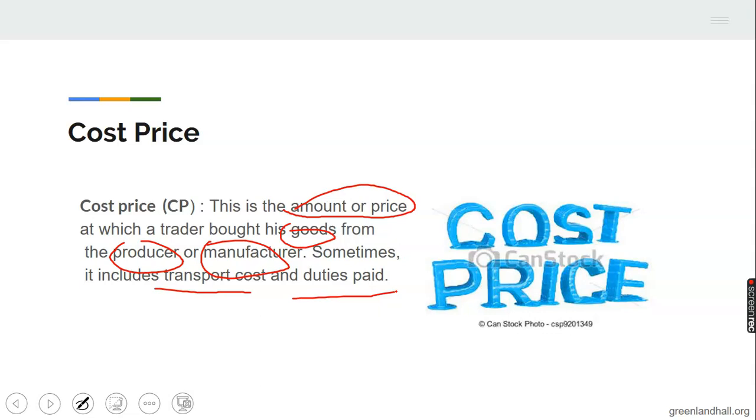When the businessman or the trader has gone to the market and bought his goods, he might add the transport cost and any other expenses incurred, and then he decides to sell at a particular price. That price, after he has added the transport cost and any other cost, is the cost price. Please don't forget, that is the cost price.